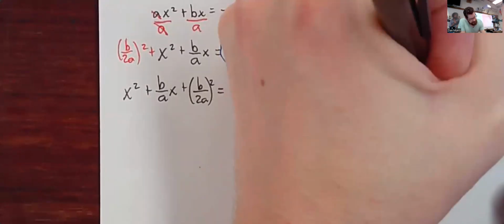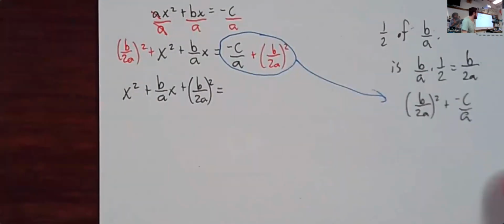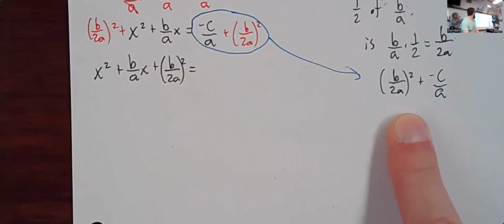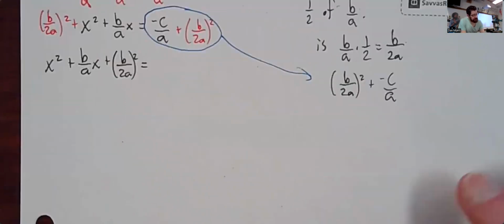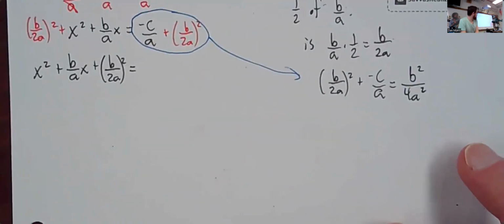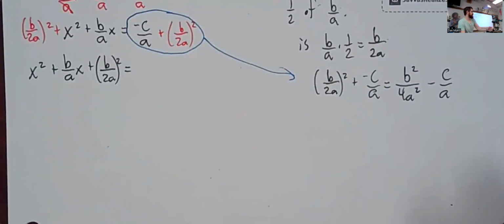b over 2a squared plus opposite of c over a, or minus c over a, however you want to think of it. So in order to do this, we are going to have to multiply out the b over 2a squared. If you square the top, you get b squared. If you square the bottom, you get 4a squared. So we're just going to apply that squared to everything on that particular term. So that's b squared over 4a squared. And instead of writing plus negative c over a, I'm just going to write minus c over a. Because subtraction is the same thing as adding a negative or adding the opposite. So we can just get rid of the plus and make it a minus.